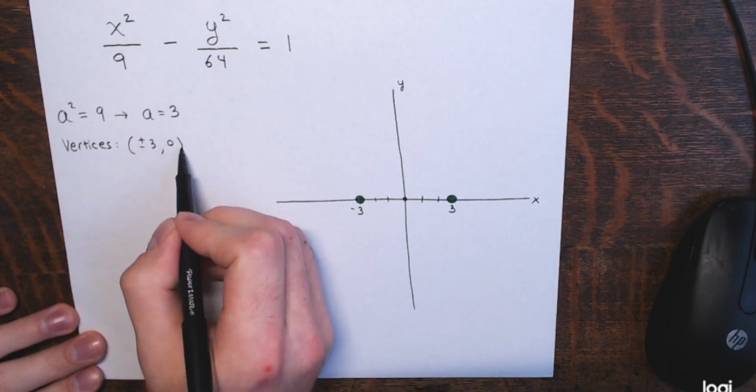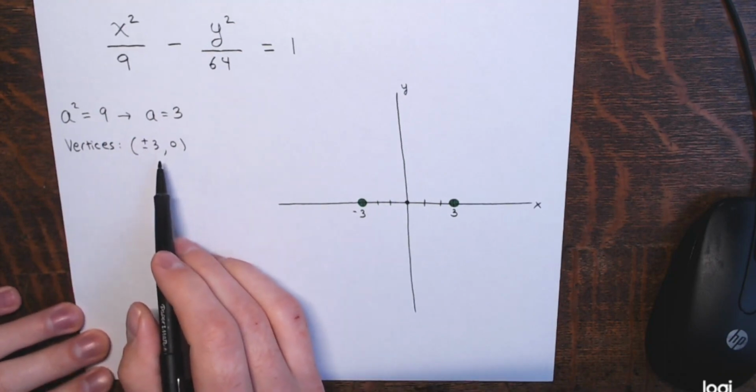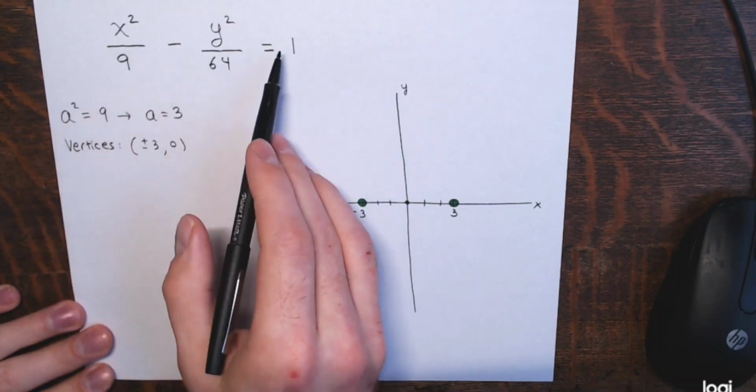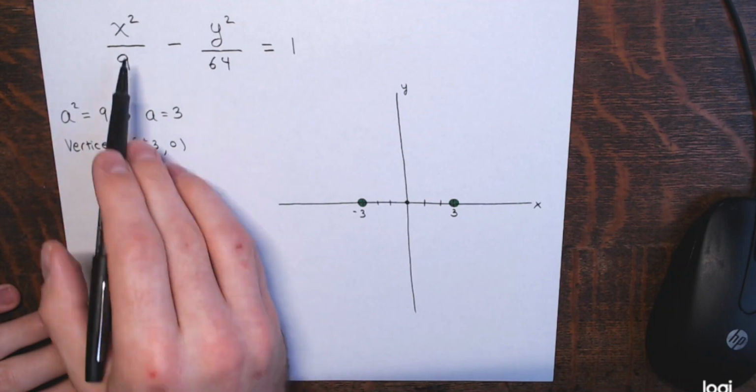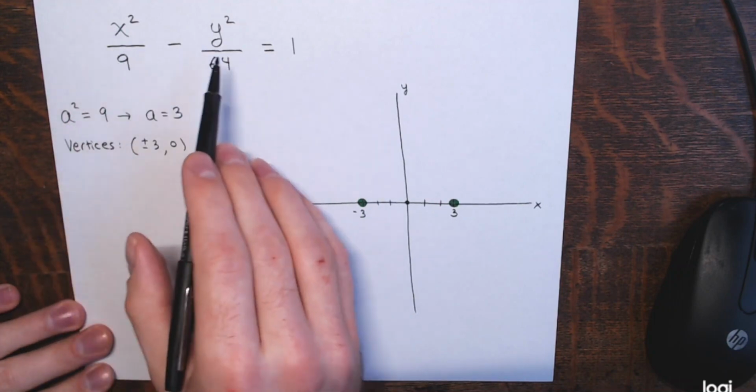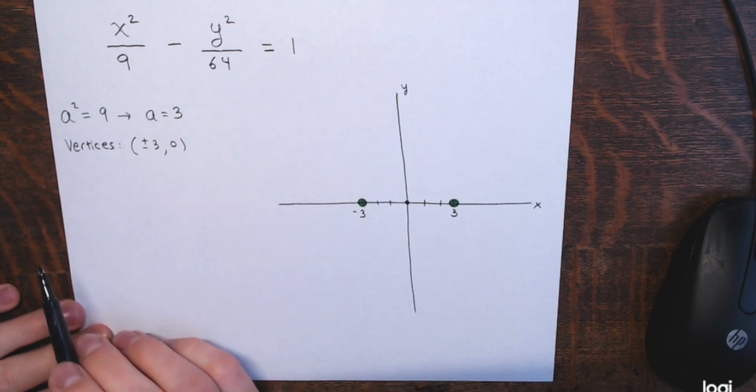And again, you can check to see that these are actually solutions of the equation. The vertices should actually be satisfying the equation. Plug in 3 for x, or negative 3 for x, and 0 for y, and you'll get 1 minus 0 equals 1, which is true.